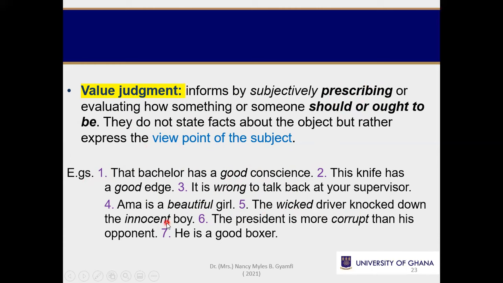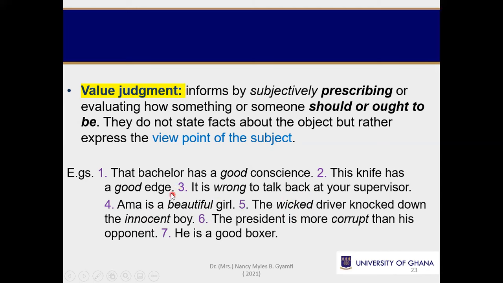You want to report what you saw. You're a journalist. Say the driver knocked down the boy, the schoolboy who was wearing, maybe schoolboy, because of what he or she's wearing. It might not be a schoolboy necessarily. So report without the embellishment, the values. You see, that wicked driver knocked down the innocent boy. Your use of wicked and innocent has rendered this expression a value judgment.